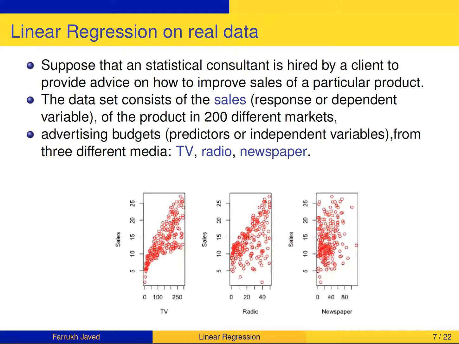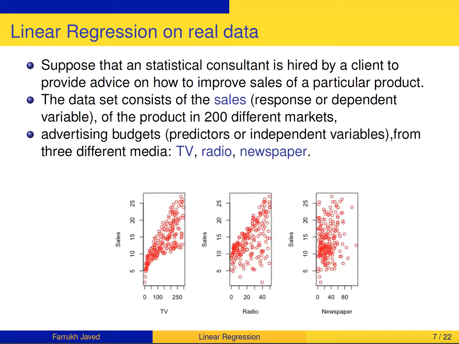So let's have an example, linear regression on real data. Now suppose that a statistical consultant is hired, like you guys are hired by a client to provide advice on how to improve sales of a particular product. A client has hired you to get advice on how he or she can improve sales of a particular product, right? So the data set consists of sales, which is a response because that's what he is interested in. He wanted to improve the sales. So sales is a response variable, and since it's a response variable, then it is a dependent variable as well, right? Of the product in 200 different markets.